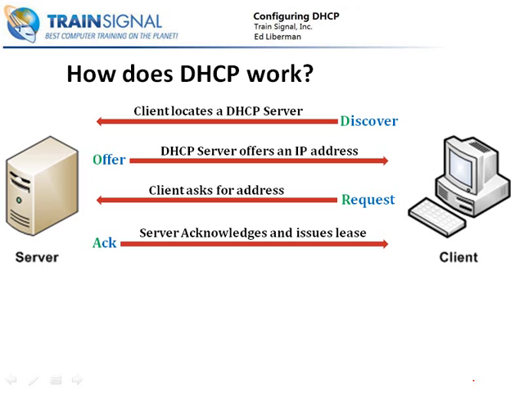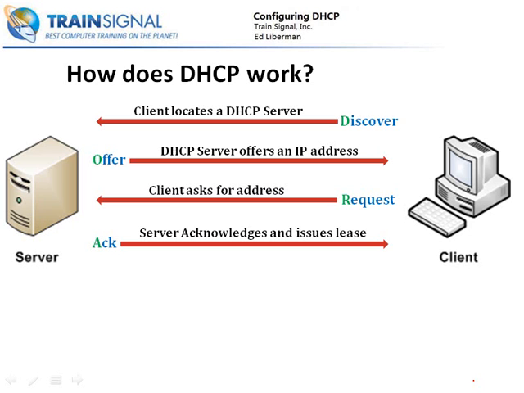Then the DHCP server responds back with, "Hi, I'm a DHCP server, and here's an IP address if you want it." Then the client says, "Yes, thank you. I would like that IP address." And finally, the server responds with, "Okay, that IP address is yours, and you can have it for X amount of time." Now, this is how the process works when a client is attempting to obtain an IP lease for the first time.